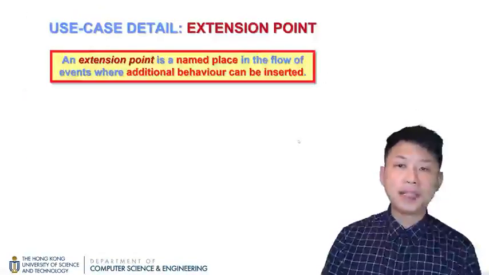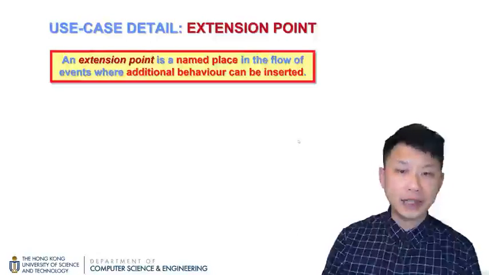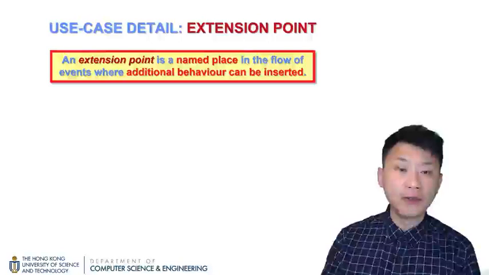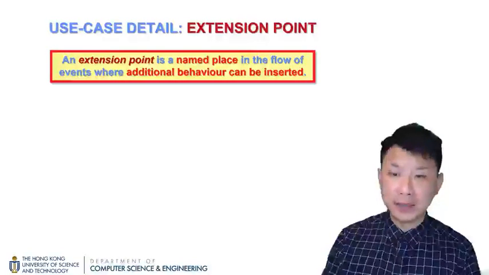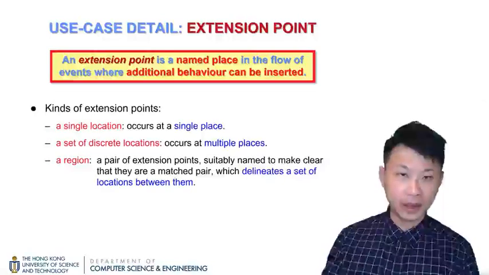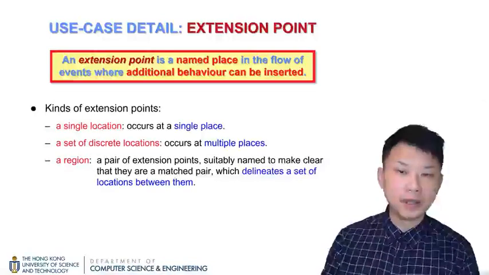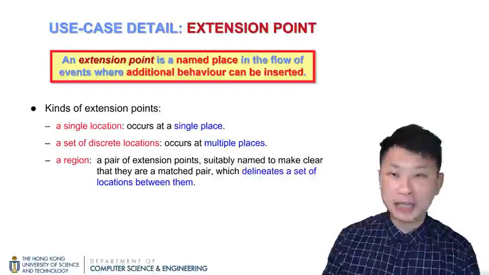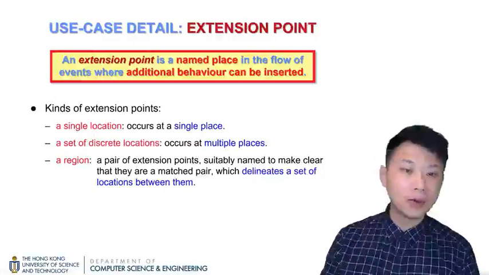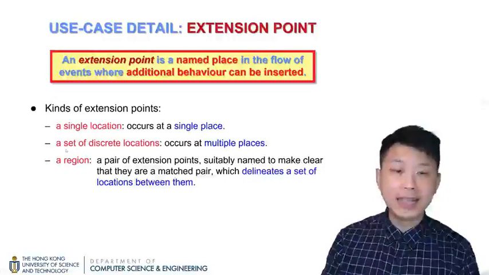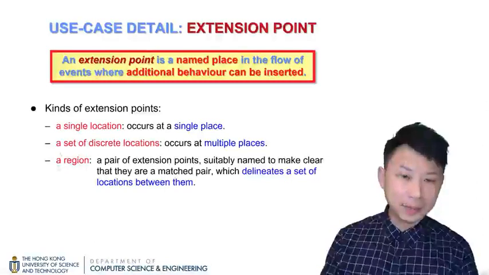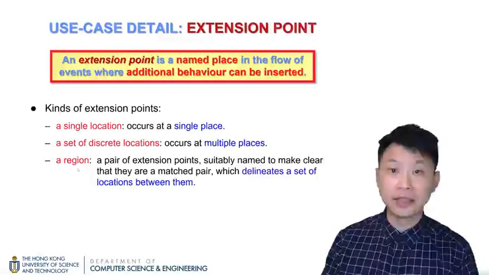We can also specify extension points in our use case specification. An extension point is a named place, that means a label, in the flow of events where additional behavior can be inserted, and usually we are talking about exceptional or alternative behavior. There are three kinds of extension points that we can add. The first is a single location extension point. The second is an extension point that happens at a set of different discrete locations. And the last one is a region extension point.